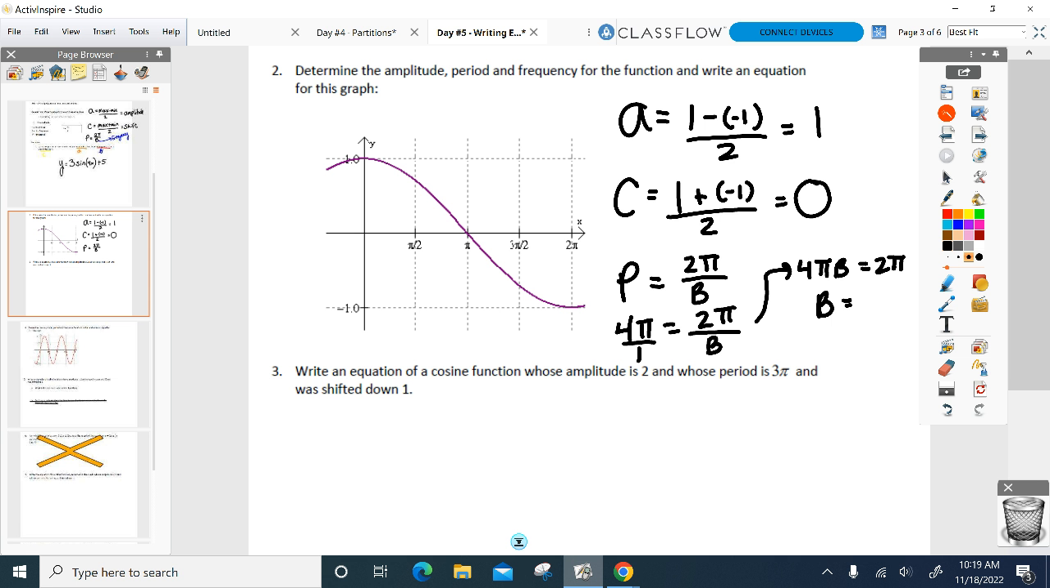Divide both sides by 4 pi. What do you end up with? 1/2. There you go. There's your B value, 1/2.